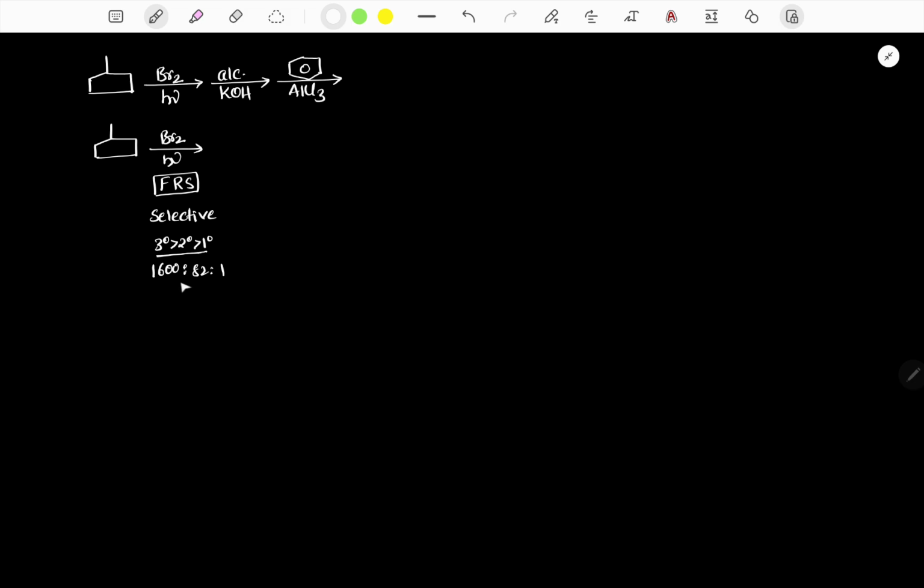Tertiary carbon is 1600 times more reactive than primary. That's why here we first think about the stable radical in the entire carbon chain. It is a stable radical. Now the stable radical reacts with Br2. Finally we get the corresponding tertiary bromide. So this is the alkyl halide.